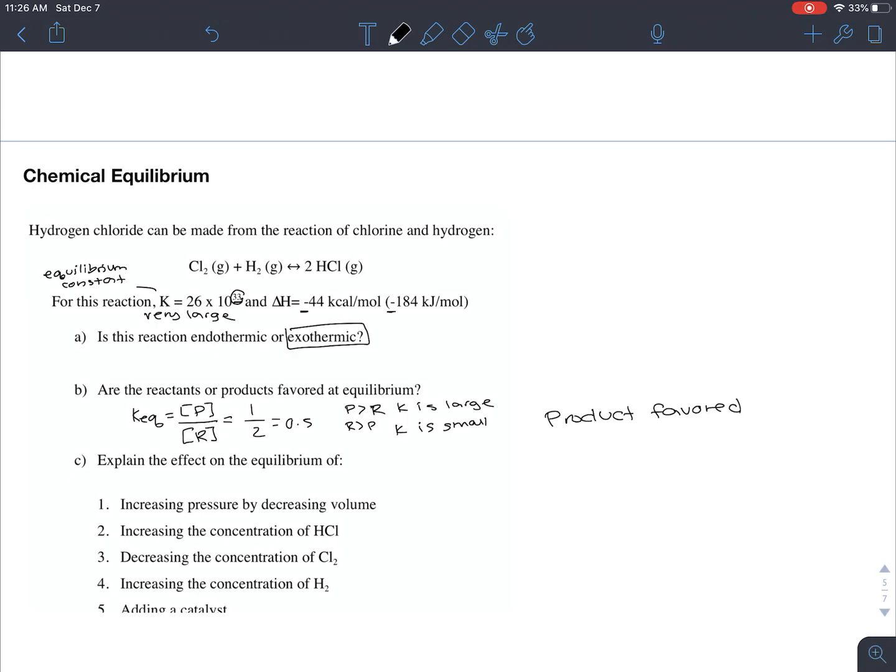Explain the effect on the equilibrium of the following. So remember that the equilibrium is always going to shift to restore equilibrium. Now it won't say it like that, but it always wants to shift to restore due to Le Chatelier's principle. Increasing pressure by decreasing volume. So you have to think of moles. If we look at this equation here, I have 2 moles on my product side, and I have 2 moles of reactant. So I have 2 and 2.